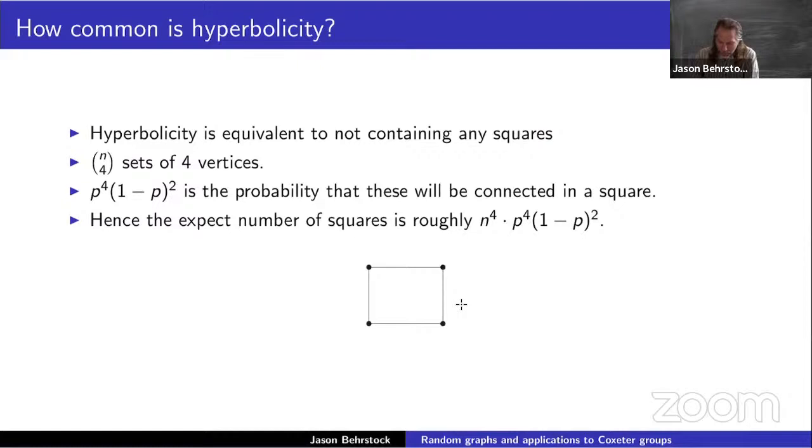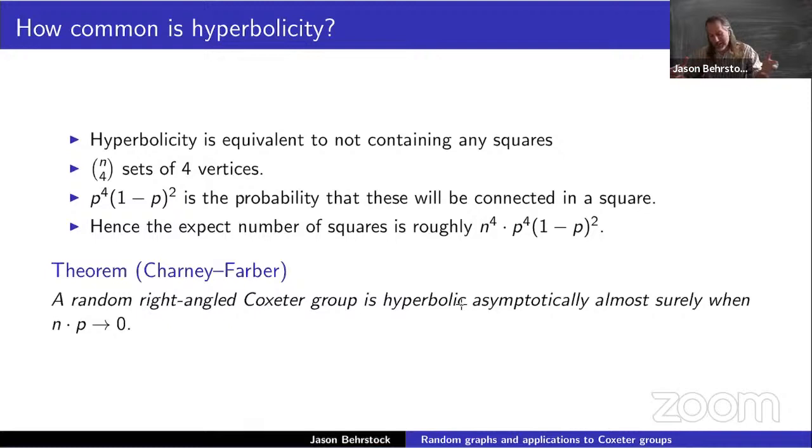It's easy to check then that, Charney and Farber were the first people to write this down. I hate to say it's easy to check, because it's a theorem of theirs, but it follows pretty quickly from the argument I just gave. This is something that would have been known to Erdős. A random right-angled Coxeter group is hyperbolic asymptotically almost surely when n times p goes to zero.